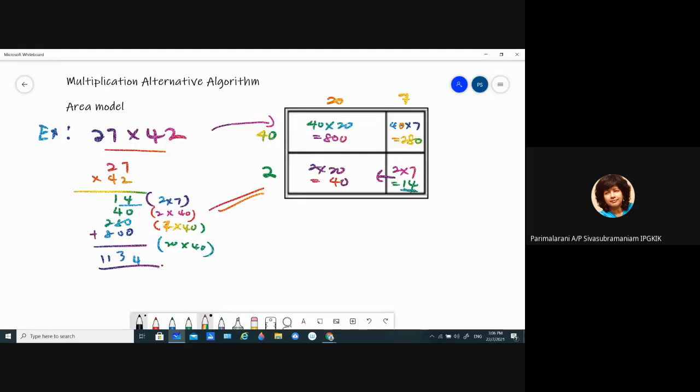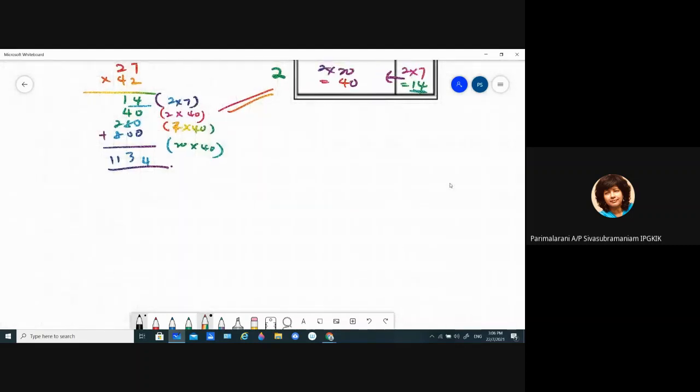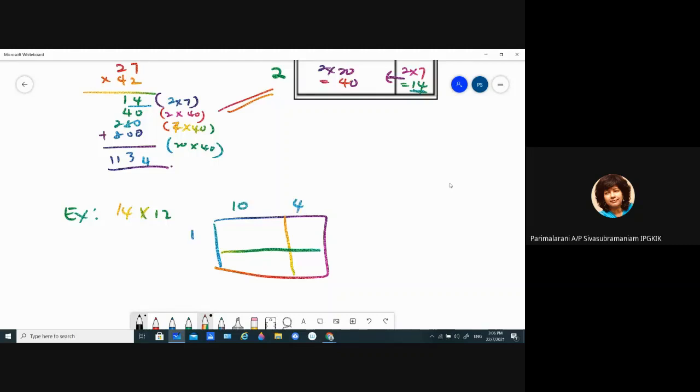So if you had an example like 14 times 12, the child can just draw a rectangle. So this is 10, 4, 10, 2. This will be 10 times 10, 100, 10 times 4, 40, 10 times 2, 20, 4 times 2, 8. So the answer is 100, or you can start like this: 8 plus 20 plus 40 plus 100, which is 168.